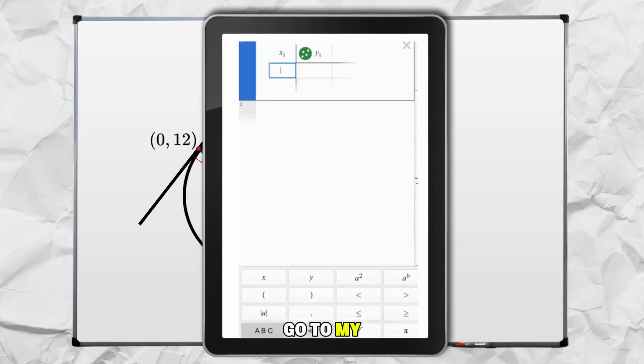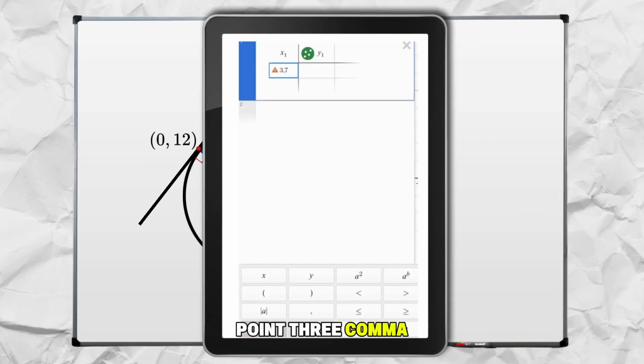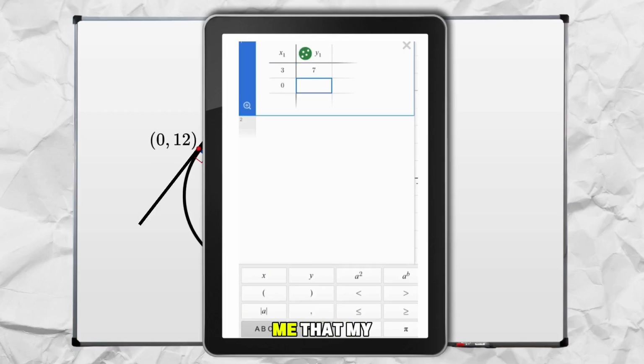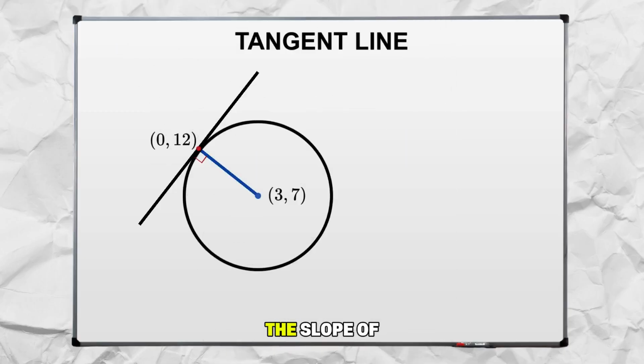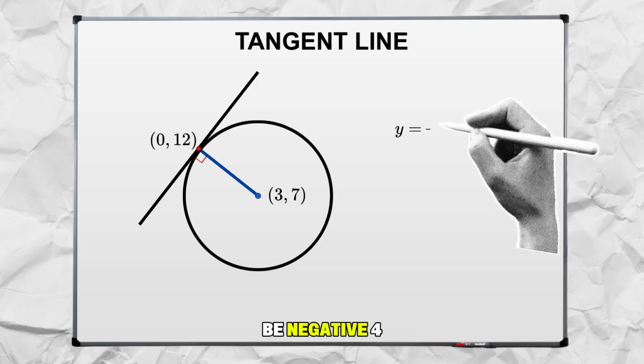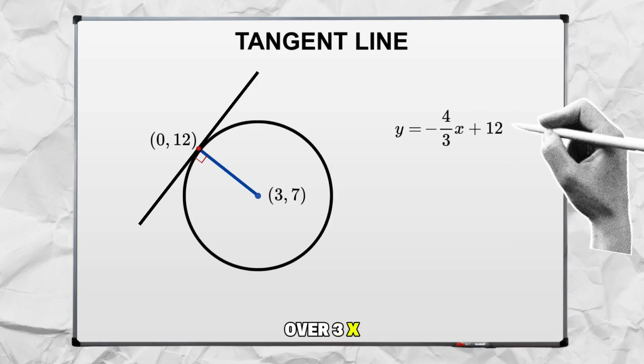We can craft an equation for this radius, actually just by plugging in these 2 points into Desmos. So if I go to my table, I have the point 3,7 and I have the point 0,12, and it tells me that my slope is going to be -4/3 roughly. That's -1.667 plus 12. I know that my whole equation is going to be -4/3x plus 12.